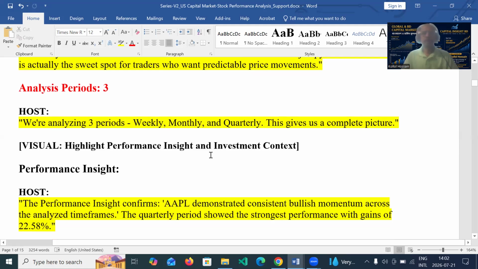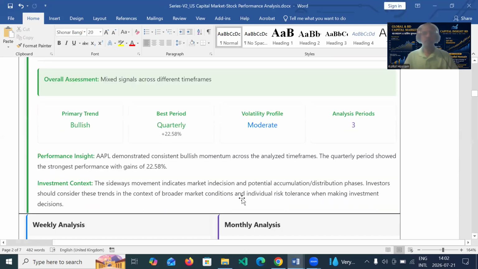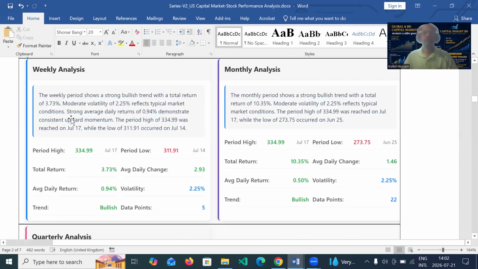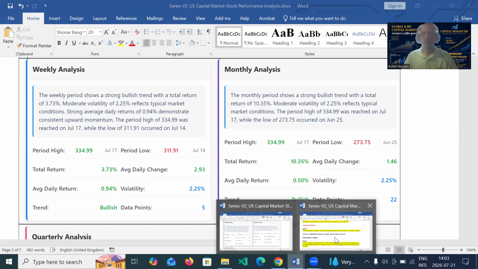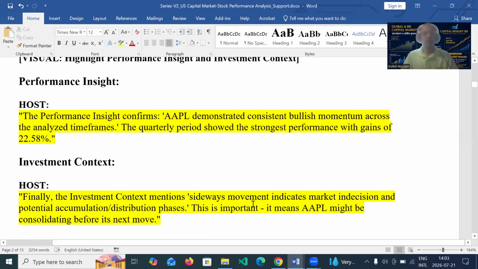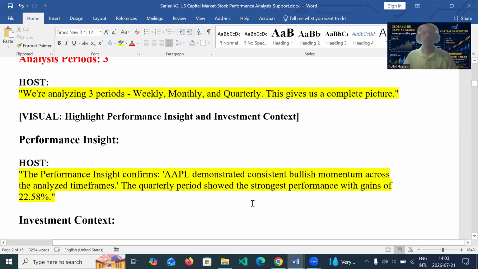We are now going to the deeper section just below this. Here are weekly, monthly, and quarterly analysis. So I am going to go one by one.